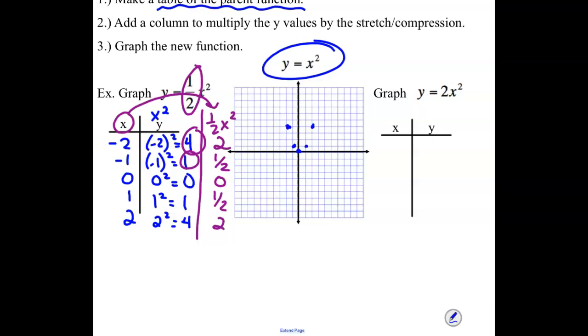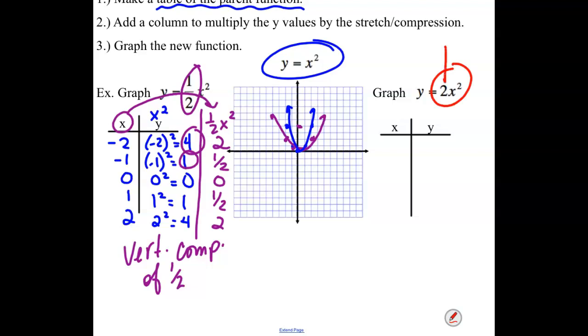Okay, now if we're going to compress these, so our purple dots, we have a vertical compression of 1/2. We've made everything get half as tall. So instead of being up here at 4, we're going to shift those 2 dots down to 2's. Okay, half of 1 would be 1/2. Half of 0 is still 0. So my graph ends up looking a little squashed compared to the parent function, which would have been this one. Okay, so we've just squashed it down a little bit.